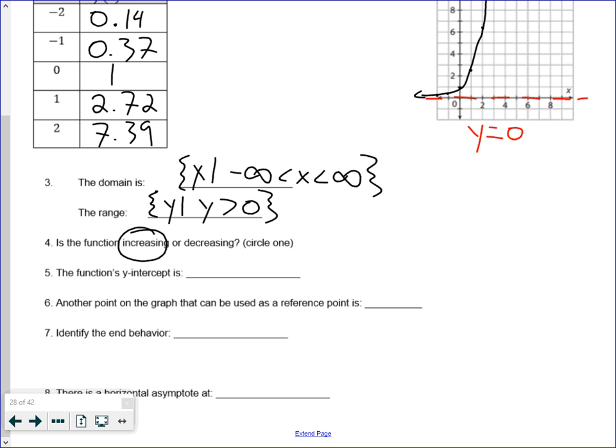For number 5, the function's y-intercept. The y-intercept always happens when x is equal to 0. And when x is equal to 0, we plug that in. We get the point (0, 1).